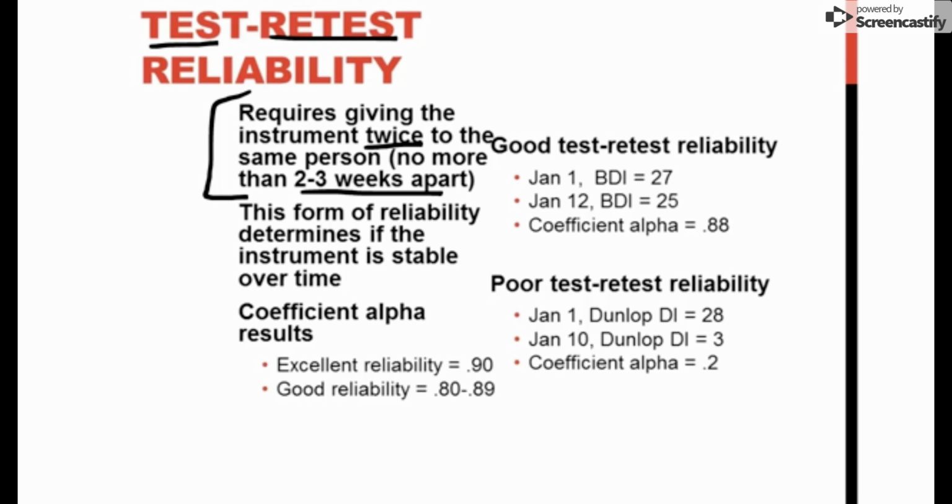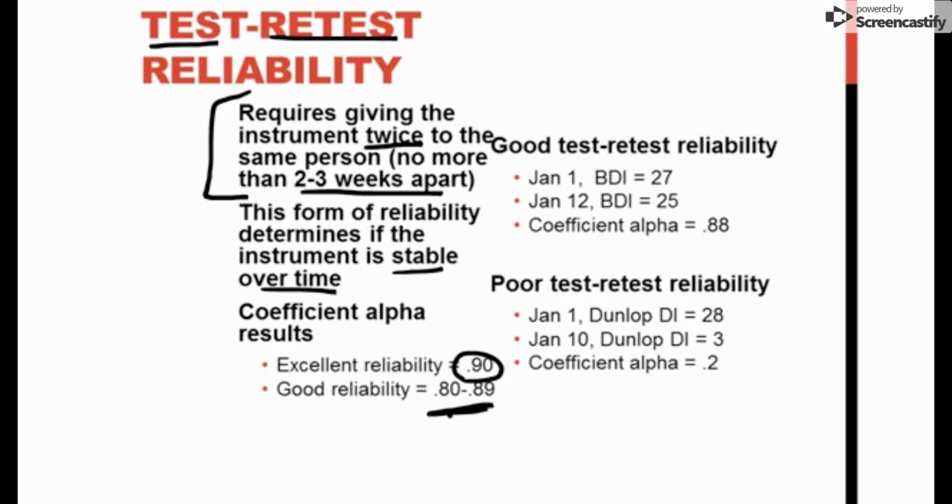Do the scores positively correlate with one another? What we're hoping is that we end up with a correlation of 0.8 or above. Again, excellent would be 0.9. And what we're seeing is how stable this variable is over time. If somebody is testing in the same way on the same variable over time, we know that it has good test-retest reliability.